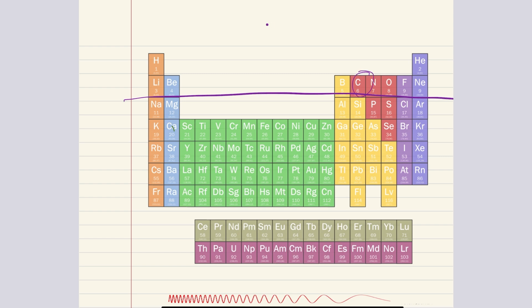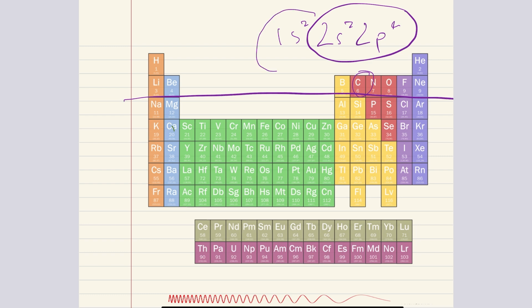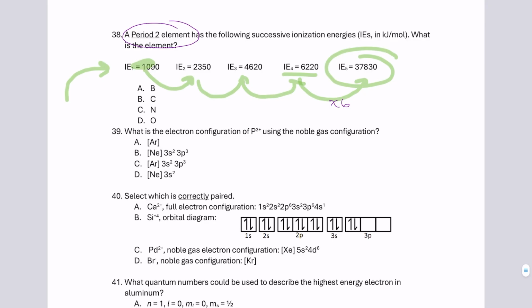It has an electron configuration of 1s2, 2s2, 2p2 with a total of 4 valence electrons in that second energy level. The first 4 ionization energies correspond to the removal of those 4 valence electrons, and then that 5th ionization energy involves removing a core 1s electron, which obviously requires much more energy. So the correct answer here is B, carbon.